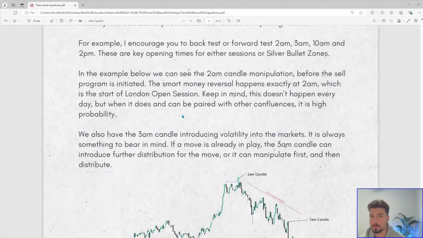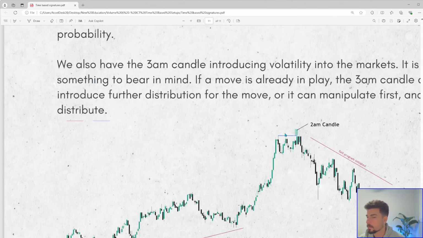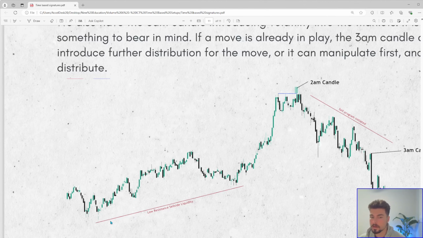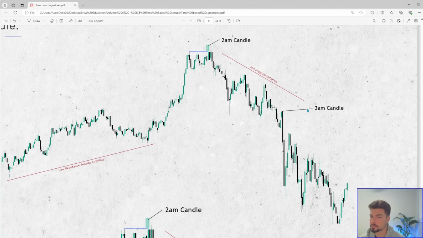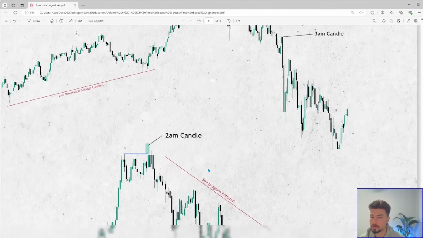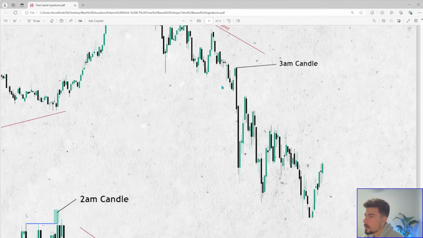The 2 o'clock candle, which I think I mentioned here, the 2 o'clock candle manipulates price, right? So price pushes up here and we sweep that swing high. Then we start to distribute. So low resistance, we move up, we sweep liquidity, the sell program is initiated. That there is a smart money reversal. And then look at the 3 o'clock candle. Look at it. Look at what we do. Look at the volatility that actually is introduced at 3 o'clock. And this is what I'm talking about here. Look, this massive candle, right?